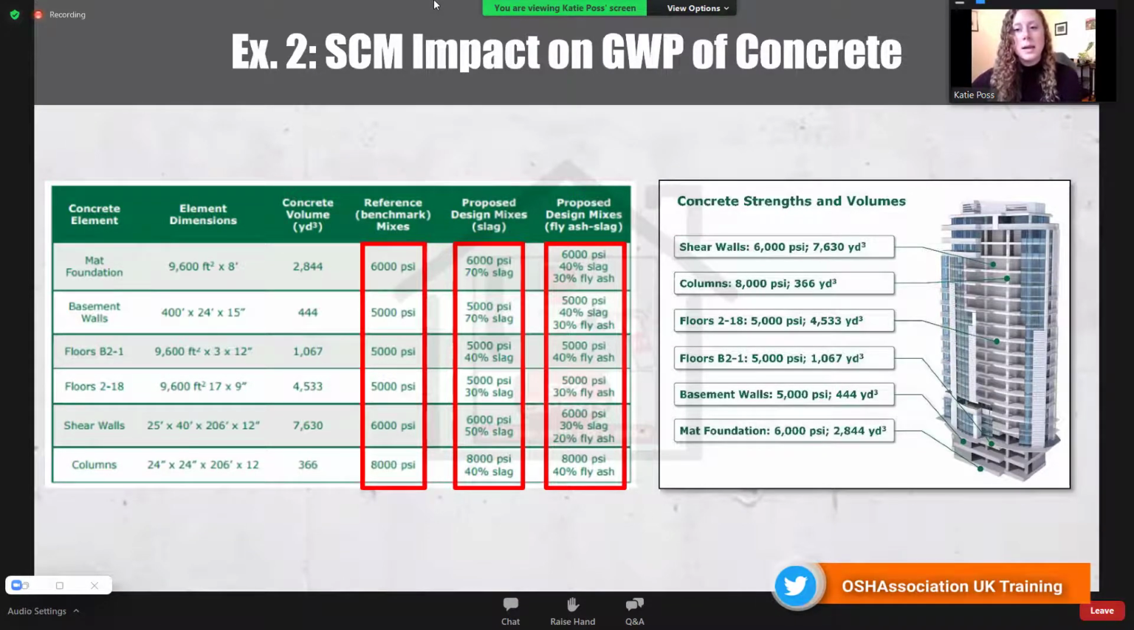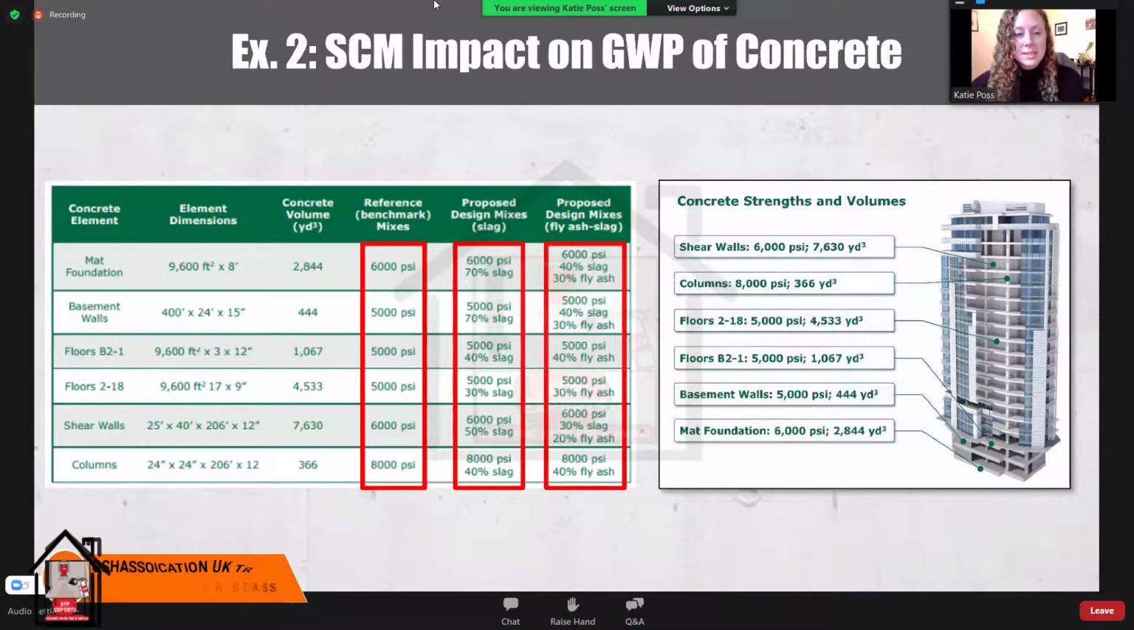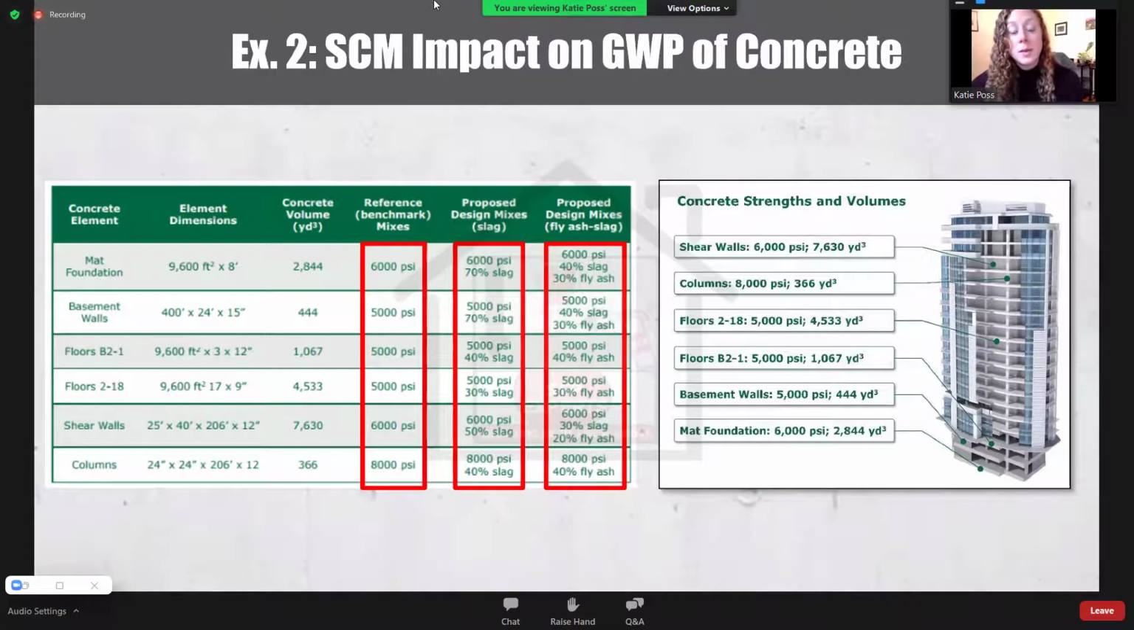Now, the first step is to identify your typical concrete mixes used for the reference building. This example uses the benchmark mix designs for the Northeast region. The next step is to develop mix designs that have a lower GWP than the benchmark, but still meet the performance criteria. We have to maintain strength, durability.